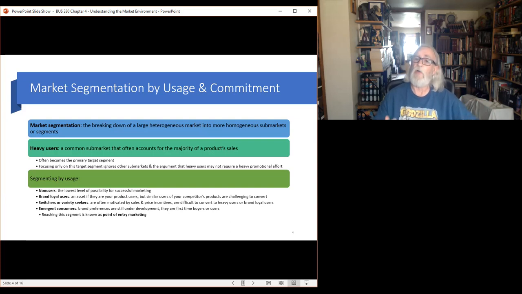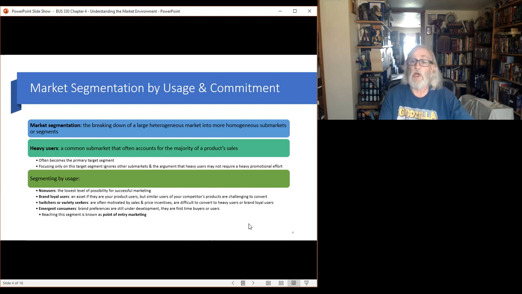And we want to find those markets within that big diverse mix that are more homogeneous in nature, where the consumers within those smaller segments have similar wants and needs that we can solve. And so they become our target segments and our submarkets that we're really looking for. We have to narrow it down. We want to be specific if we want our messages to be successful.